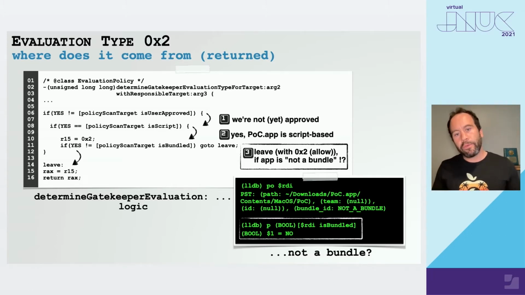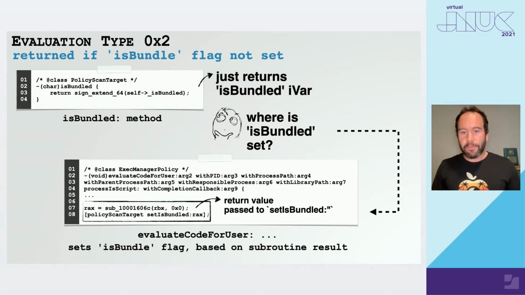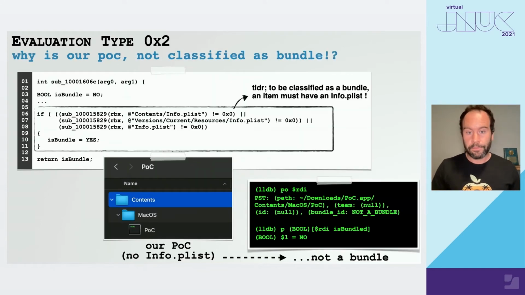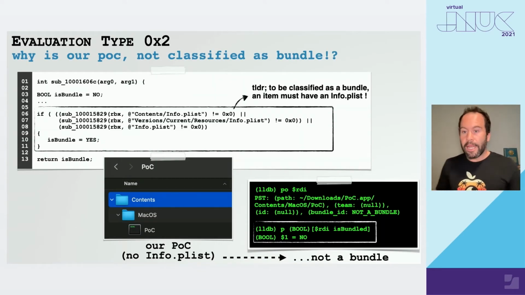So again, we continue the reverse engineering of the syspolicyd daemon, and we can see that there are various checks. Ultimately, there's a call into the isBundled subroutine. If we look at what this subroutine does, it just returns a flag of a previous check. So we go and check that code, and we see there's an unnamed subroutine that evaluates the application, and that is then passed into the isBundled method. So we want to look at that unnamed subroutine.